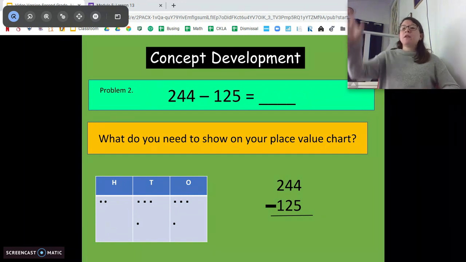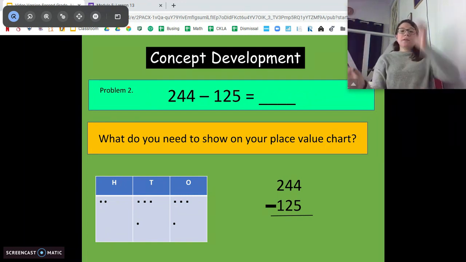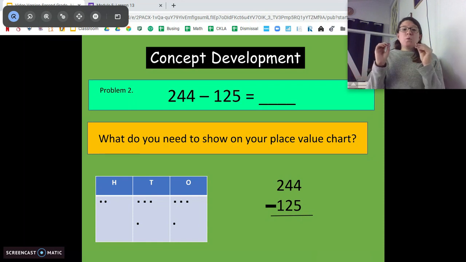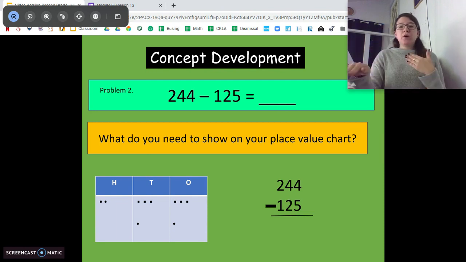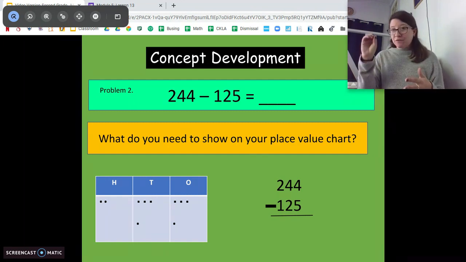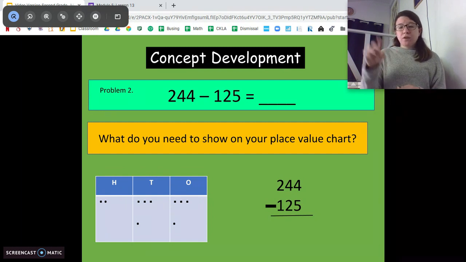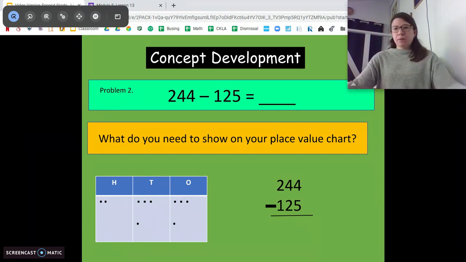Let's try another one. Set this up on your paper, vertical method on one side, place value chart on the other. What are you going to show in your place value chart? What number? Good. The whole 244. Go ahead and set that up, and you can solve this one. Be careful because you're going to have to regroup. You're going to have to take from 10. So be careful when you solve this, but pause and do it. I want to see what you can do.